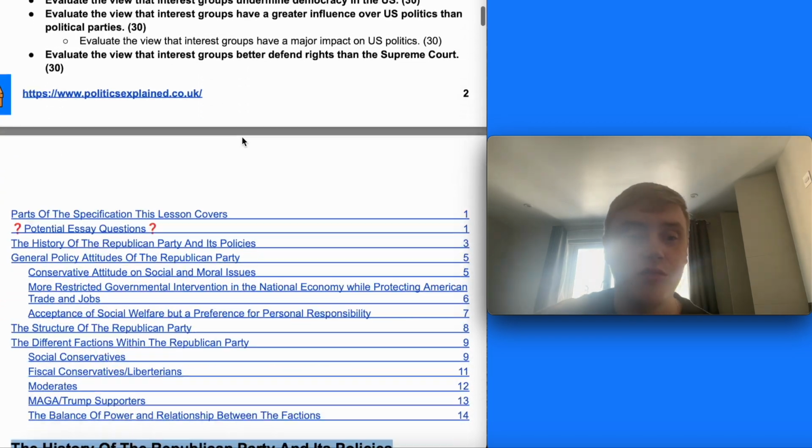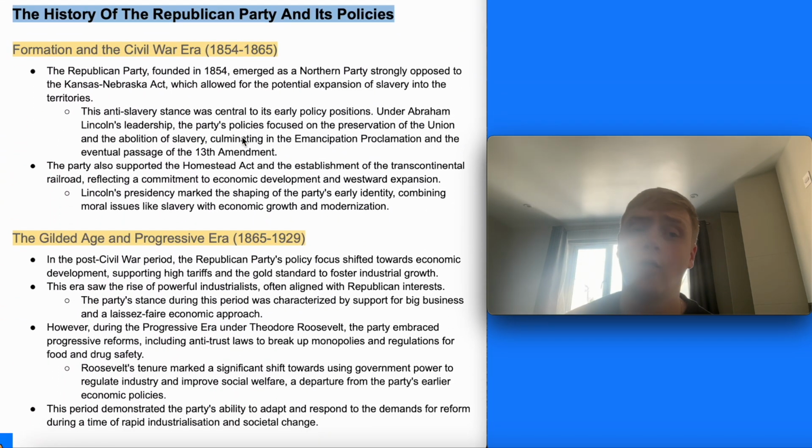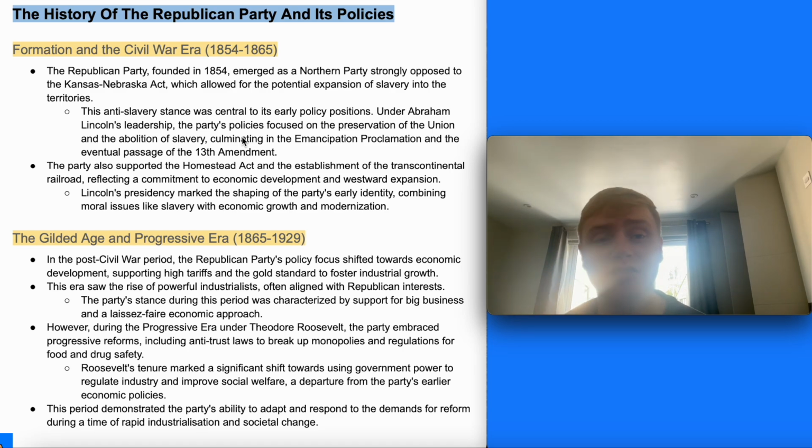But yeah, let's start off by having a look at the history of the Republican Party and its policies. Starting off with its formation in the Civil War era. The Republican Party was founded in 1854 and emerged as a Northern party strongly opposed to the Kansas-Nebraska Act, which allowed for the potential expansion of slavery into the territories. This anti-slavery stance was central to its early policy positions.